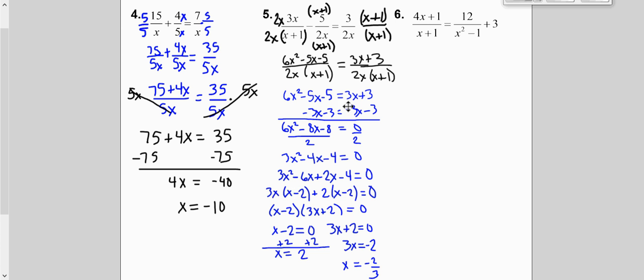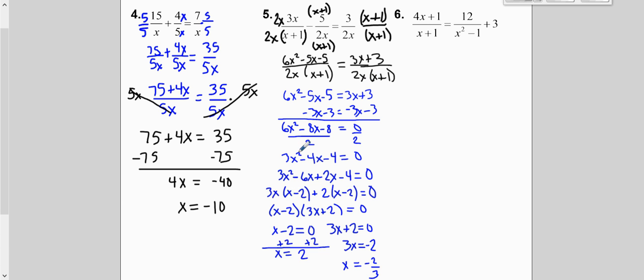All right, here's the answer to number 5. We get x equals 2 and x equals -2/3. So when we had our quadratic equation, 6x squared minus 5x minus 5, I did not distribute correctly. -5 times x plus 1 is -5x minus 5. So if you had that part copied along with me and you had a 1 there like I did before, I'm sorry, you have to back up and try that again. Or just skip to the next one.